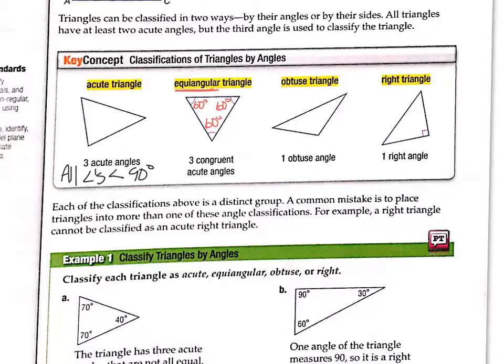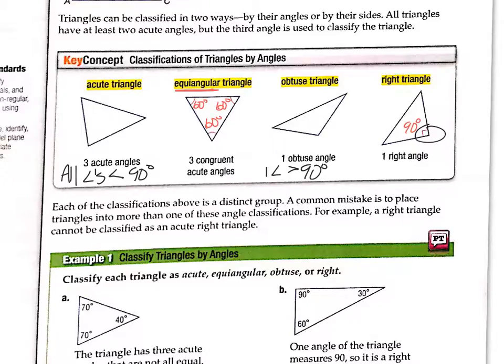Okay. An obtuse triangle has one obtuse angle, so that means there is one angle greater than 90 degrees. And then a right triangle has one right angle, which means there's one angle that is 90 degrees. So those are the different names when you classify it by its angles.